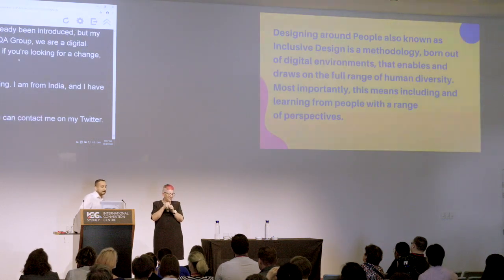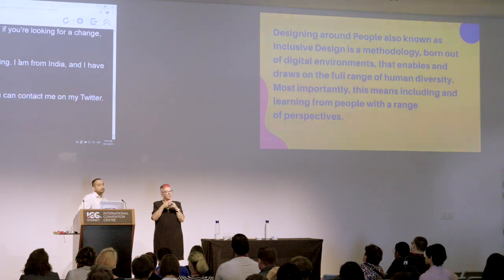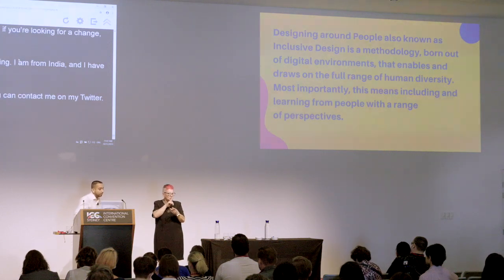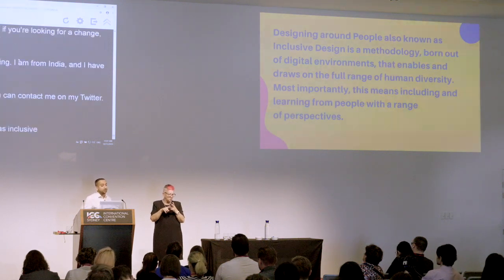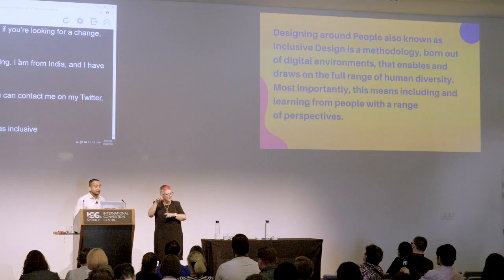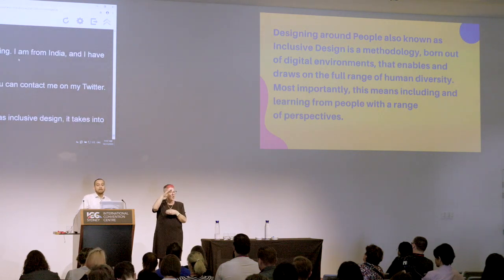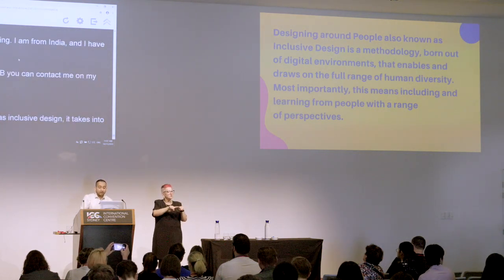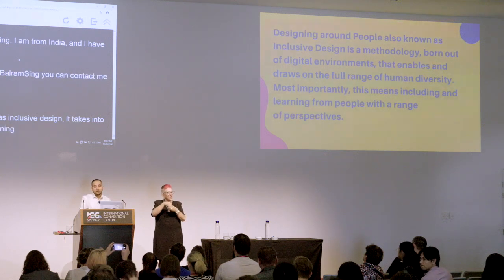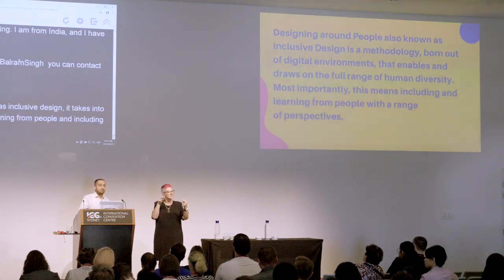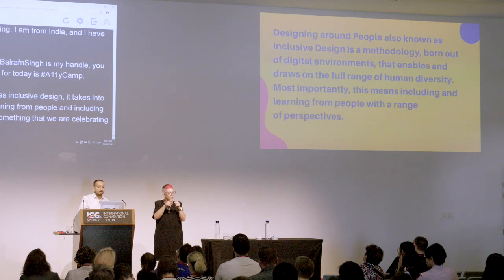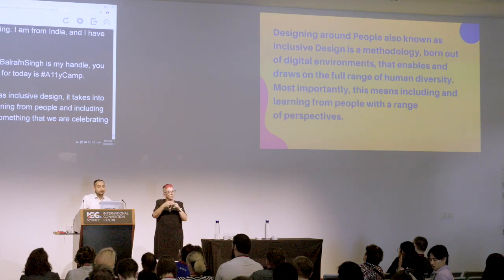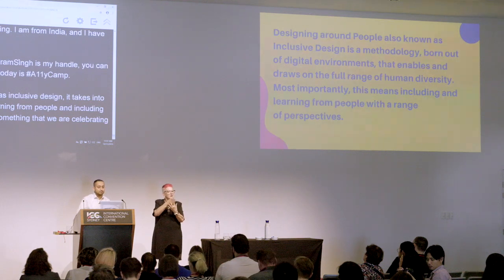Cool. So design around people, also known as inclusive design, is a methodology born out of digital environments that enables and draws on the full range of human diversity. Most importantly, this means including and learning from people with a different range of perspective. This is something that we are celebrating this festival of 4 days. And I will add some points, and we will get more knowledge around inclusive design and accessibility in the next 2 days.